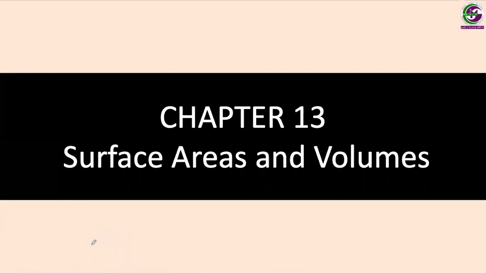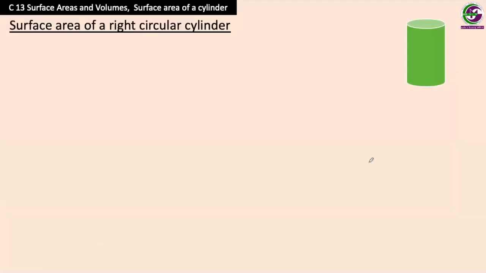Dear students, in the chapter Surface Areas and Volumes, we will move on to the next lesson, which is surface area of a cylinder. Have you noticed the title of the lesson is Surface Area of a Right Circular Cylinder? When you hear the word cylinder, the gas cylinder will come to your mind, or a Pepsi can. The best model of a cylinder in our daily life is a Pepsi can.